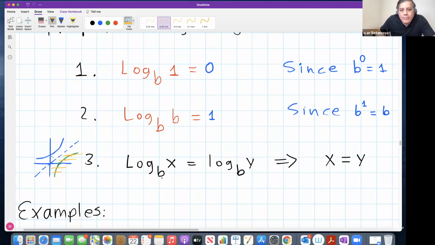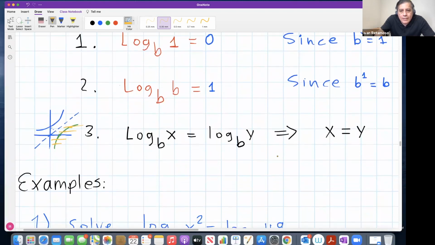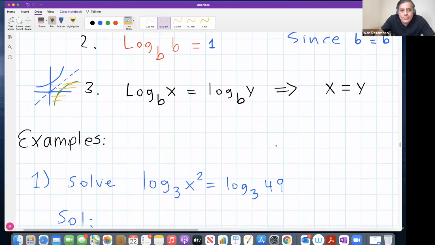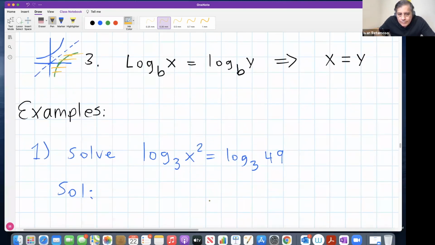So therefore, if you have this situation, log base b of x equal to log base b of y, then x has to be equal to y. In other words, if the bases are the same, the arguments must be the same, because the logarithmic function is a one-to-one function. Equal bases correspond to equal arguments, right? Great. So now we're gonna use this powerful property in order to solve some basic logarithmic equations.